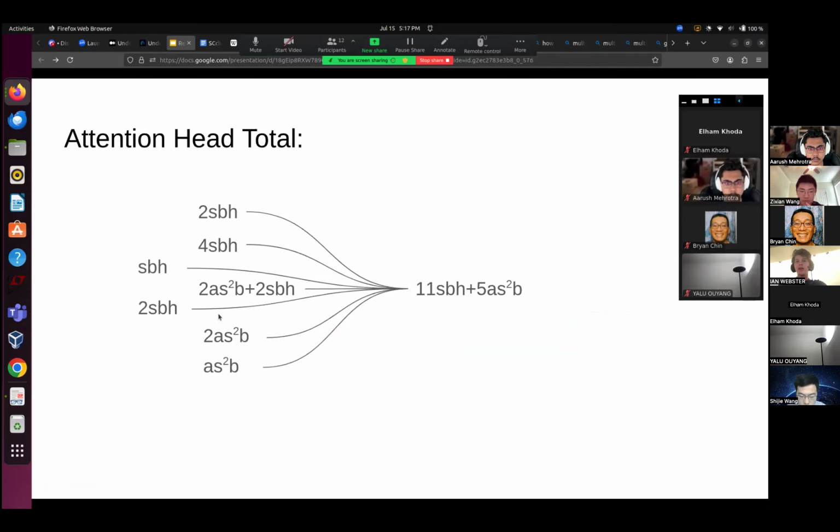So now, in total, the amount of memory needed for the attention head to store the activations until backpropagation is this expression.